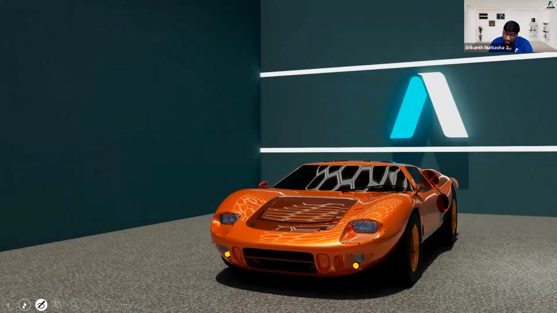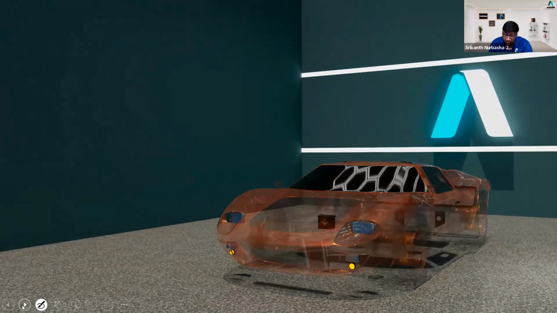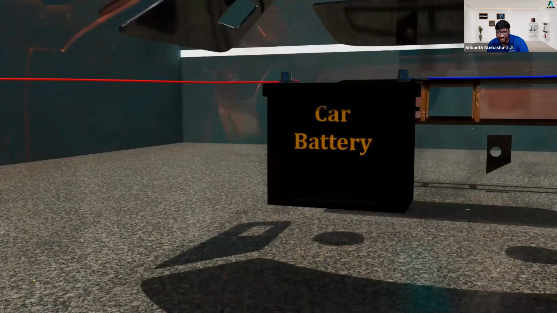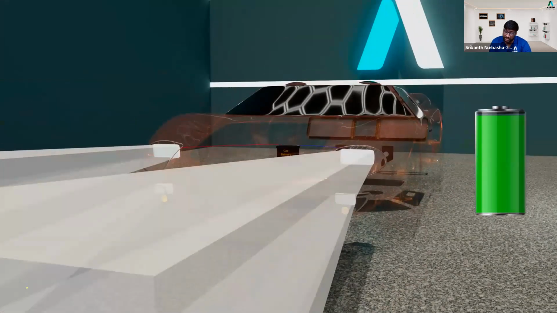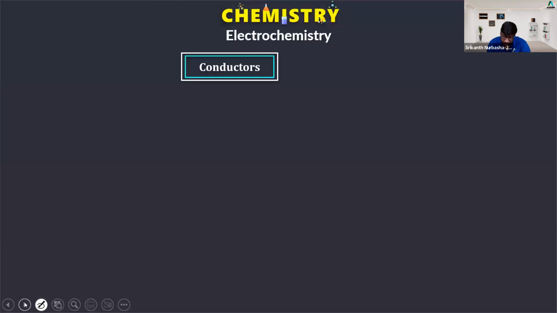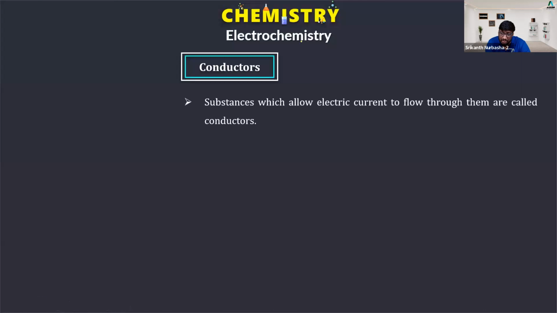Like we have a car, in the car we'll be having different batteries. How are the batteries going to work? Again, there is some electrochemistry involved in that. The cell is behaving like a galvanic cell, how does that work? So let us start with our discussion.